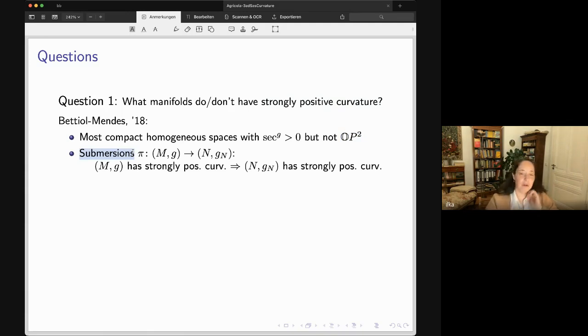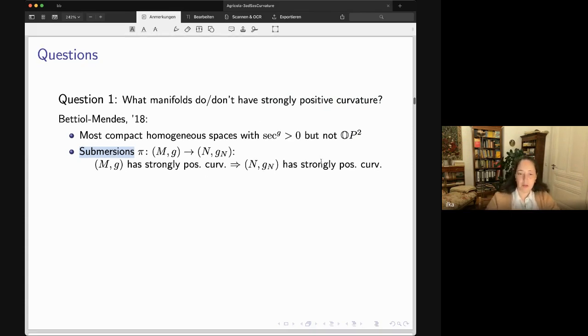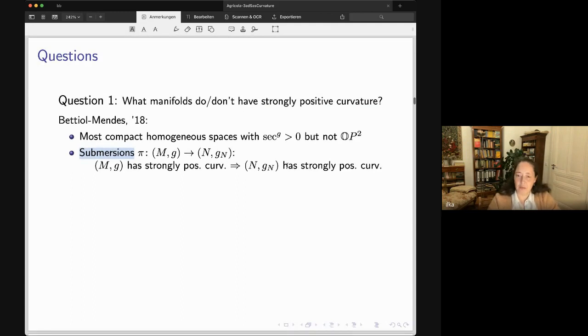Namely, if I have a submersion pi from M to N, then if M has strongly positive curvature, one can conclude that N has strongly positive curvature as well. So just as we're used to for positive curvature, which we also know to behave well under submersions, we have here a modification of the notion of curvature, which will also behave well.